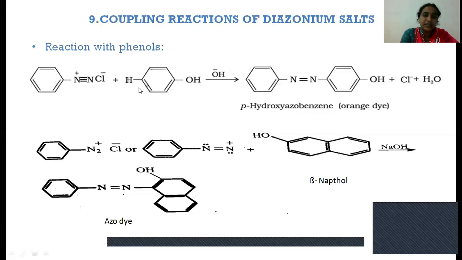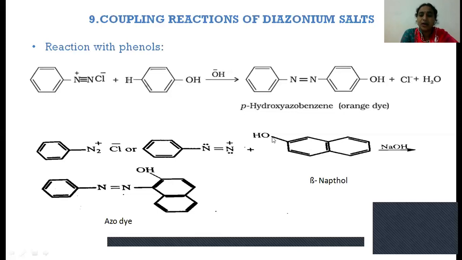Similarly, in the same way, benzene diazonium chloride, when it reacts with beta naphthol, also produces the azo dye. So this is the benzene diazonium chloride reacting with the beta naphthol. Beta naphthol is also called 2-naphthol. This is the naphthol structure.